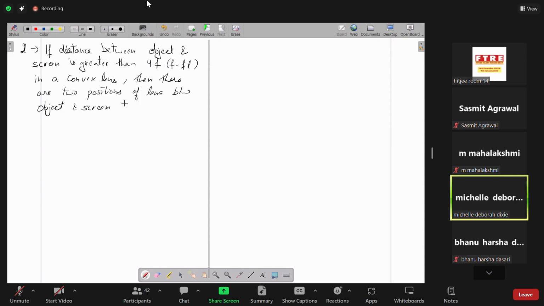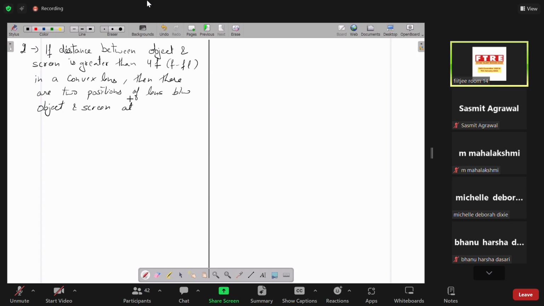And is it only convex lens because it's kept in a rarer medium? Yeah. That means when it is working as a converging lens. So if a concave mirror is kept in such a way that it is converging, then it would work for this also. Yeah, beta. We are writing then there are two positions of the lens between object and the screen.